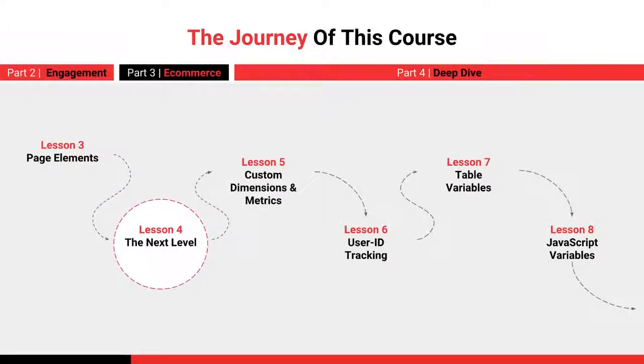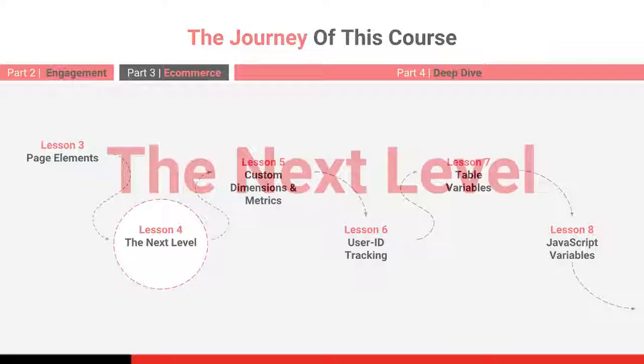The journey so far: we just covered page elements, and now we know all the ins and outs of the element visibility tag and what that can do for us. We're about to jump into enhanced e-commerce as we discover the next level of e-commerce. Then we'll move into our deep dive, go through custom dimensions and metrics, user ID tracking. We'll explore table variables, JavaScript variables, and more.